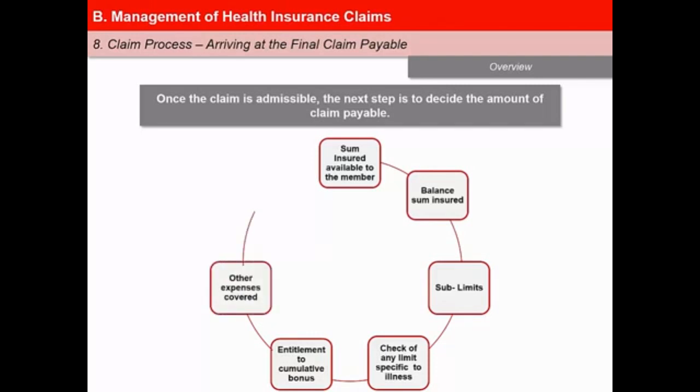Other expenses covered with limitation. There could be other limits. Example, if treatment is undertaken under Ayurvedic system of medicine, usually the same has a much lower limit. Co-payment. This is normally a flat percentage of the assessed claim before payment.